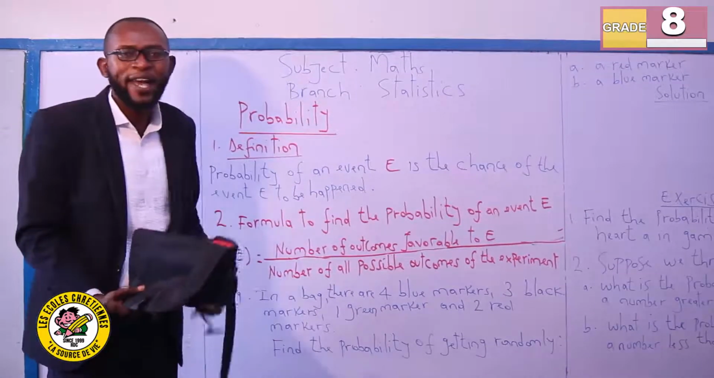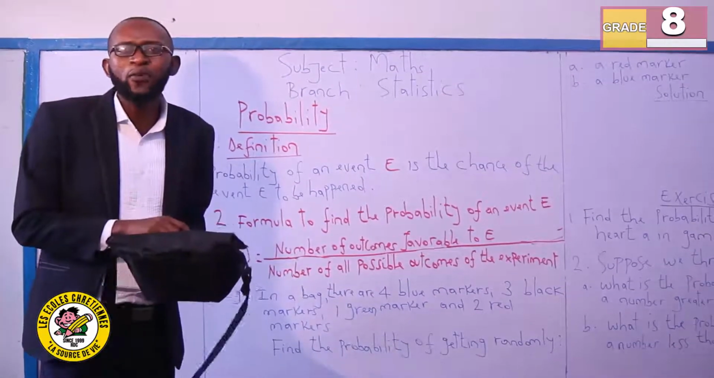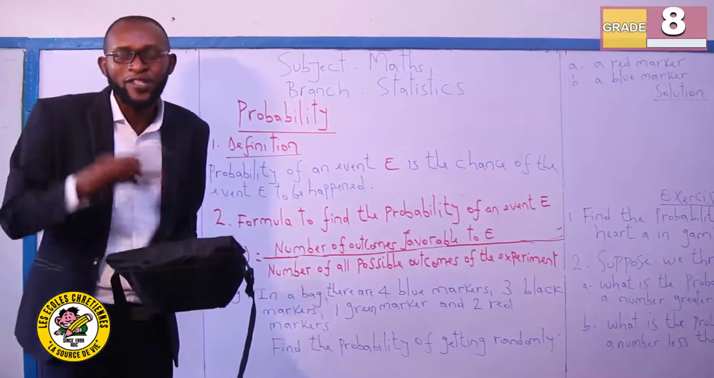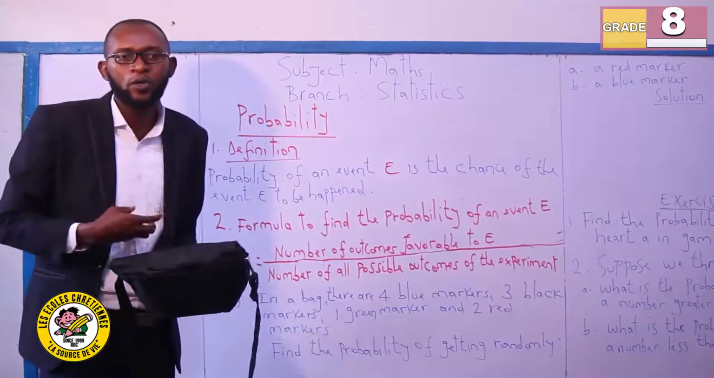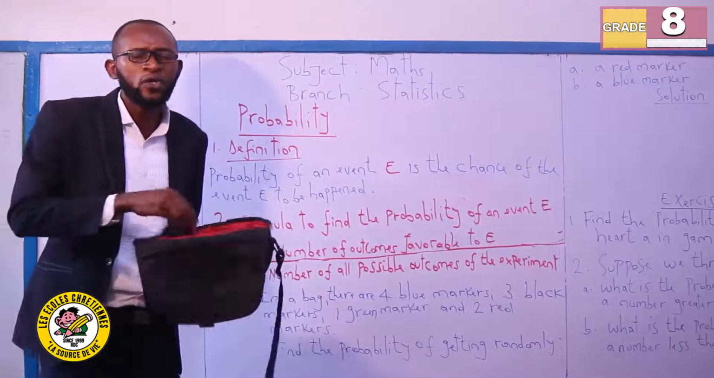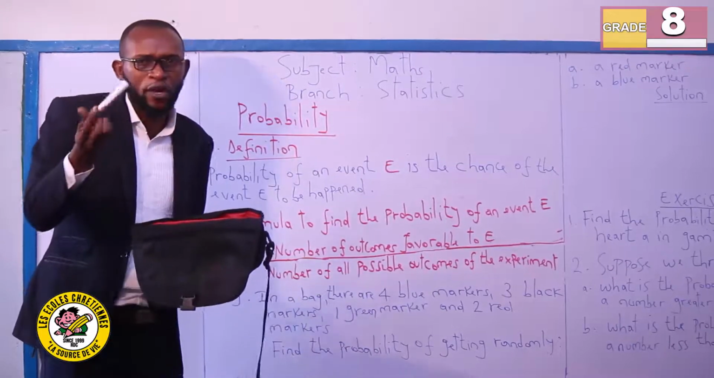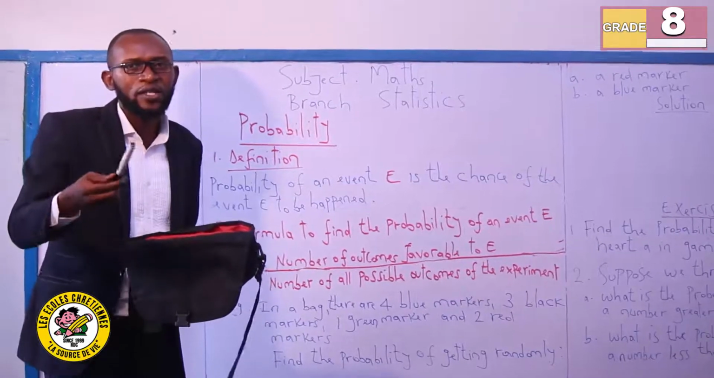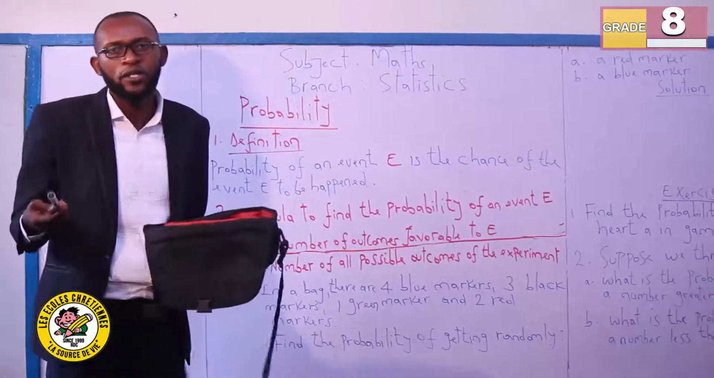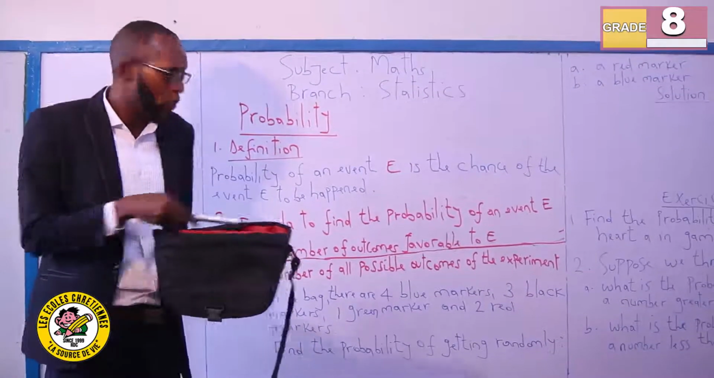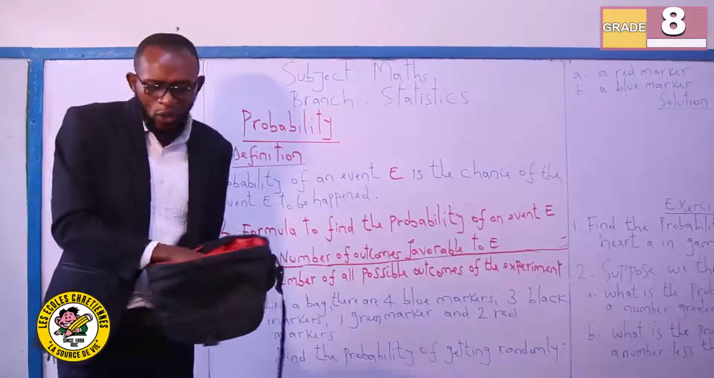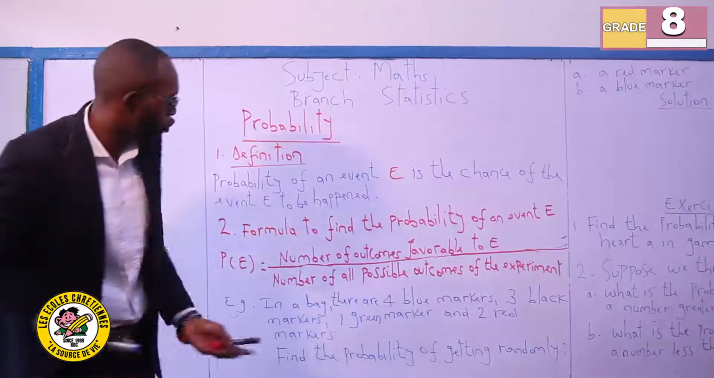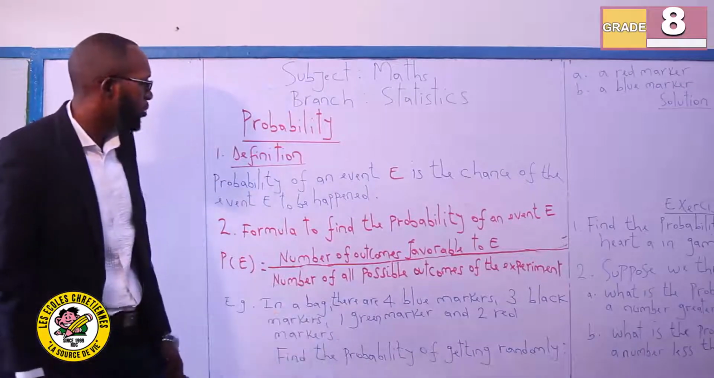So this is my event E. What is the probability to have the red marker? The chance to see that event happen is what we call probability. Randomly, you just take one of the markers. This is a black. So we can calculate the probability to see the black marker when you take one randomly from the bag. What are the possible ways we can have this marker?